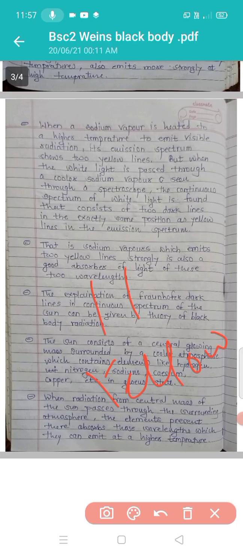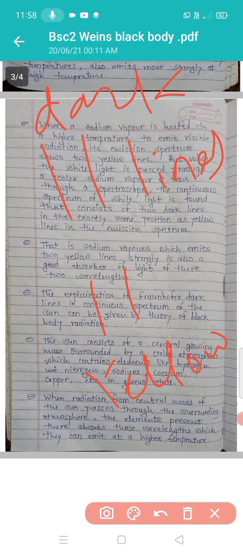But when white light is passed through a cooler sodium vapor and seen through a spectroscope, the continuous spectrum of white light is found to consist of two dark lines.